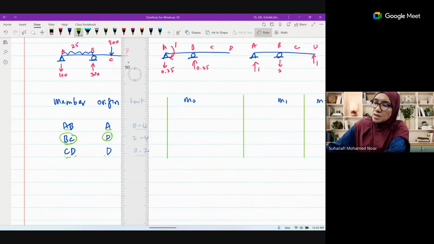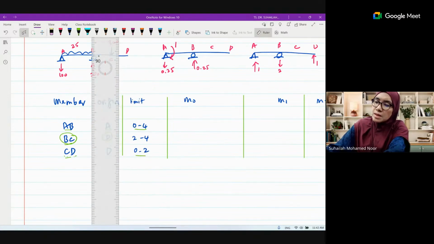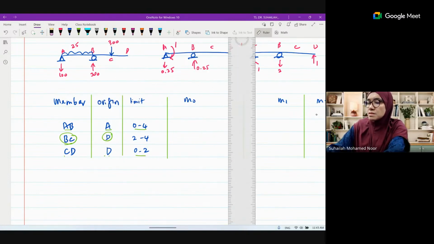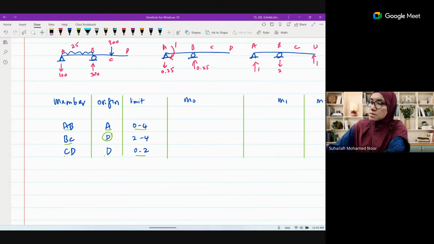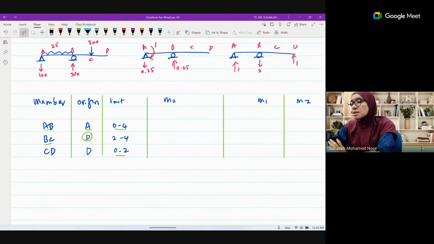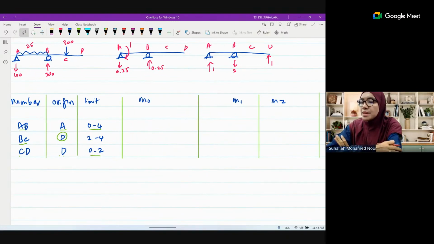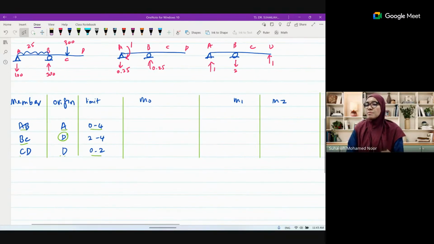Okay, so the moment equations, we will write them and put the equations directly into the table. So this is the table. The table consists of member rows for member, origin, limit, then M0, M1, M2. M0 for the primary system, M1 for redundant 1, M2 for redundant 2.